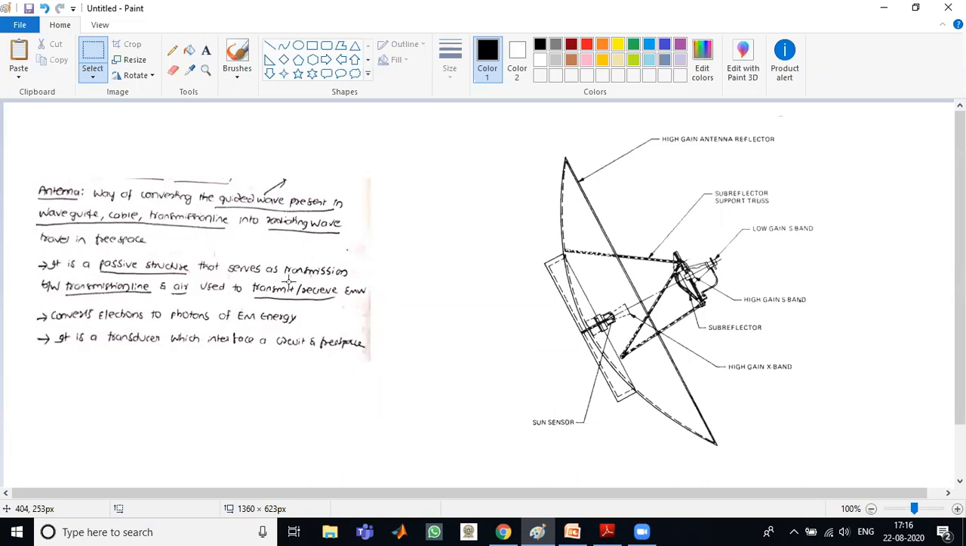And in this method, it converts the electrons to photons, that is electromagnetic energy. It is also defined as a transducer, which is the interface between a circuit and free space.